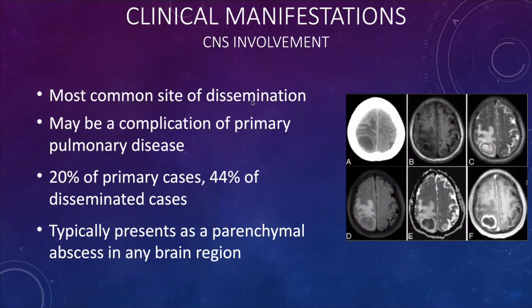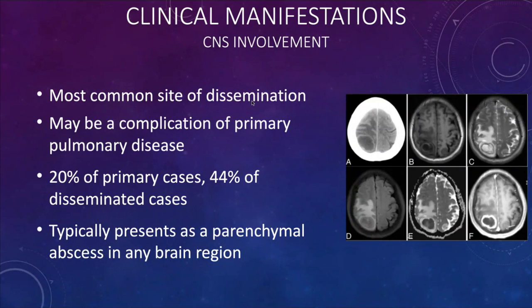Now, how about CNS involvement? As we said before, CNS disease is the most common source of dissemination of nocardia, particularly from the lung. It occurs in 44% of disseminated cases, but in about 20% of cases, nocardia presents in the CNS as the primary disease. So that may surprise some of us. It certainly surprised me. And it can present as a parenchymal abscess in any brain region.